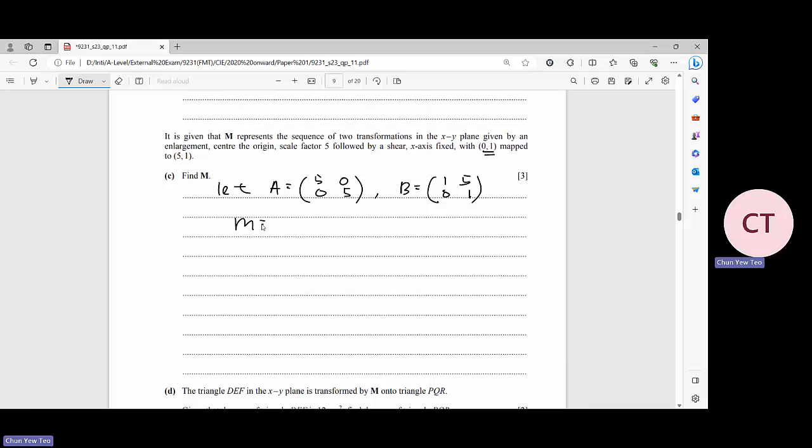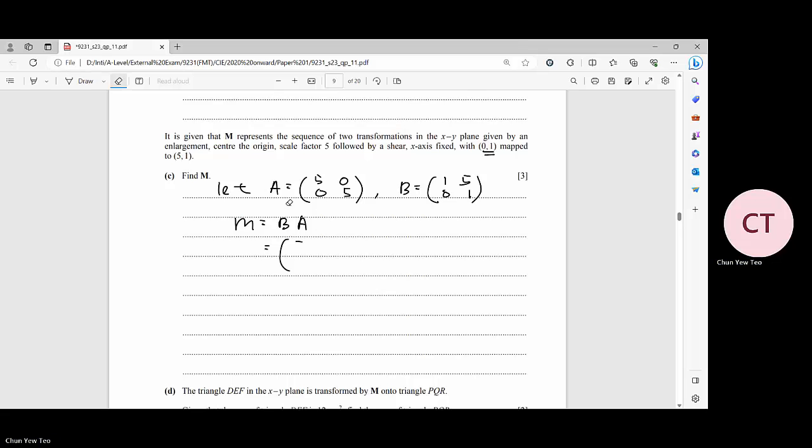Then M is BA. You need to understand that this one is the first, followed by the second. The left hand side is the second one, the right hand side is the first one. So please remember. Then just write down the matrix, just show your result of multiplication.